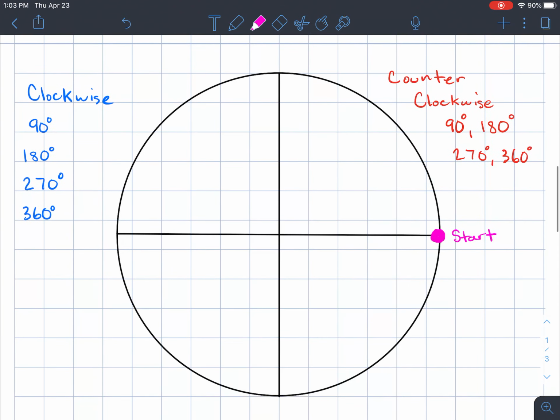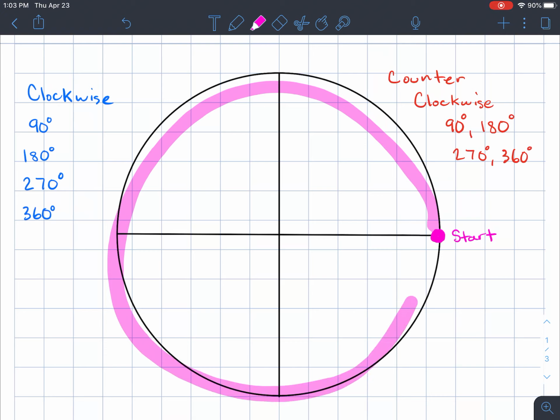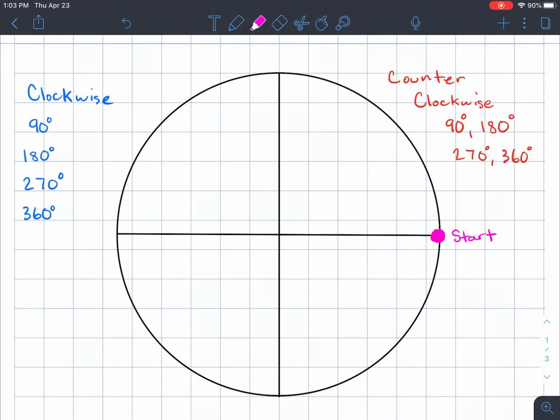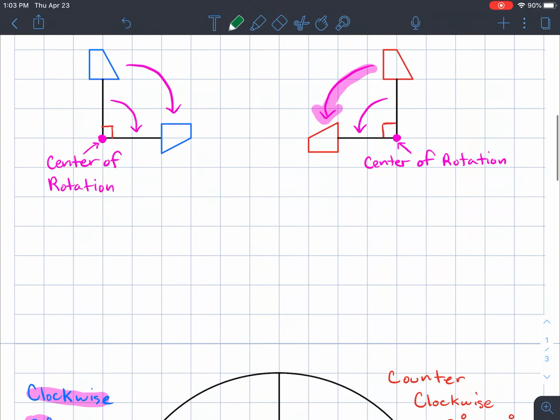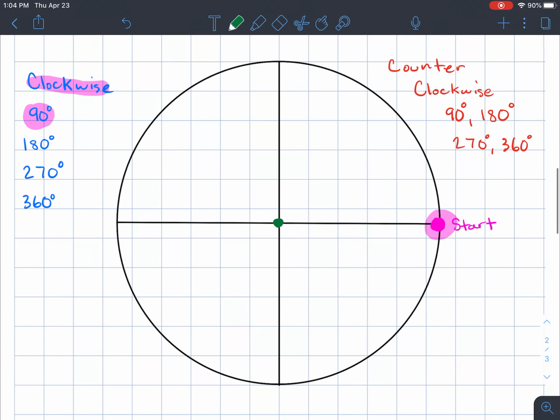Moving on. So here's a circle. We all know a full circle is 360 degrees, right? All the way around a full circle is 360 degrees. We know that. Now let's look first at the clockwise rotation. So I want to show you a 90-degree clockwise rotation, and we're going to use this as our starting point, okay? And we're going to use this green mark here as our center of rotation, right? That's what we're going to be using.